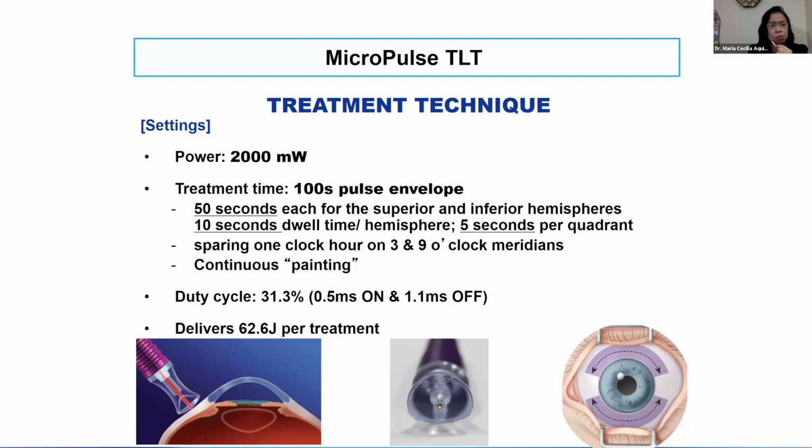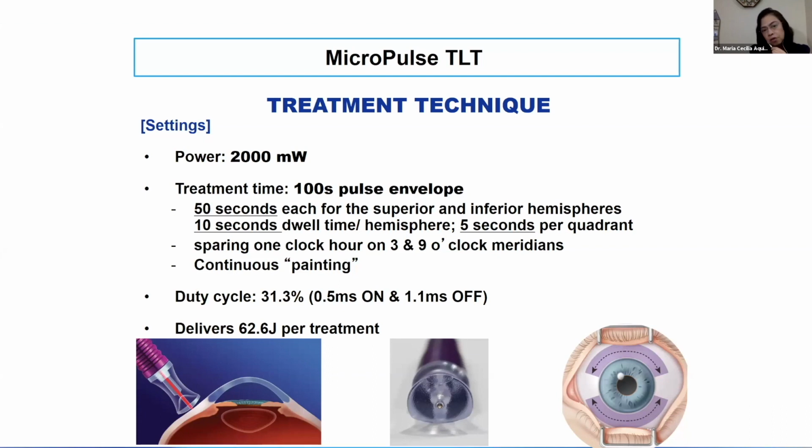For our center, this particular parameter works for us for many years, and this consists of about 2000 milliwatt power. The treatment time is about 100 seconds pulse envelope, 50 seconds applied to superior and 50 seconds inferior hemispheres with 10 seconds dwell time per hemisphere. And you can also use 5 seconds per quadrant if you would like it per quadrant. And I advise to spare the 3 and 9 o'clock meridians to avoid complicating scenarios after.